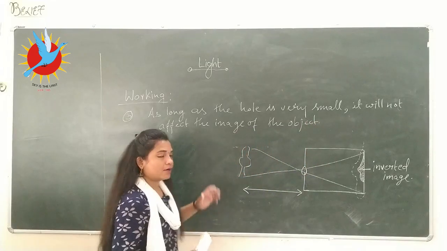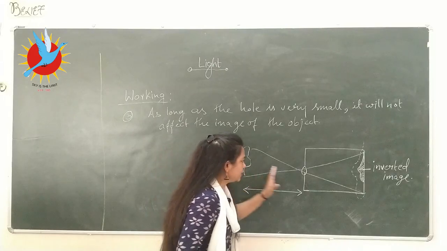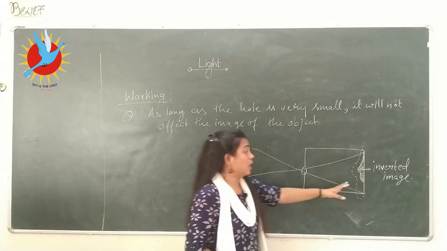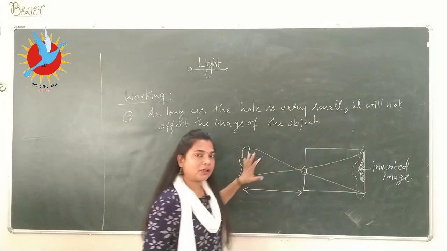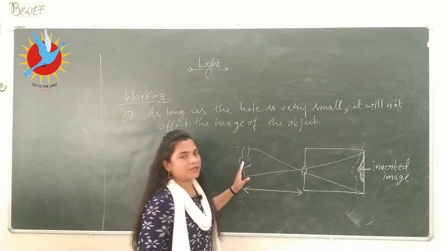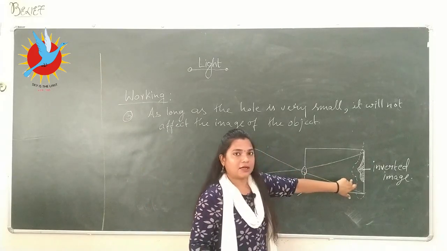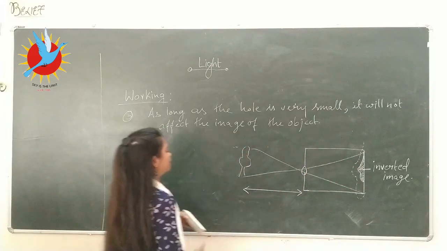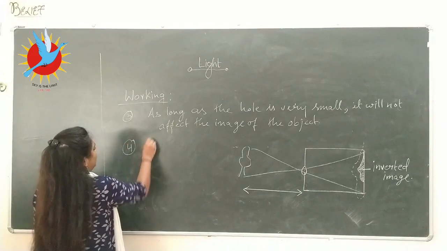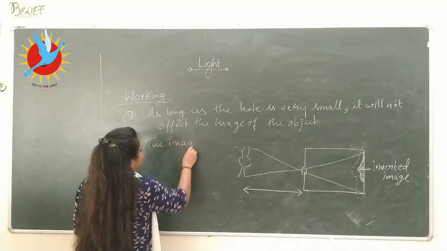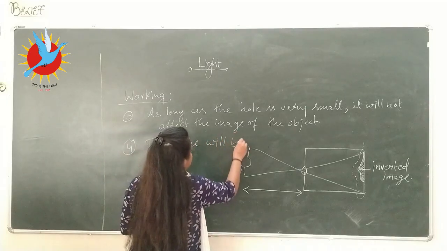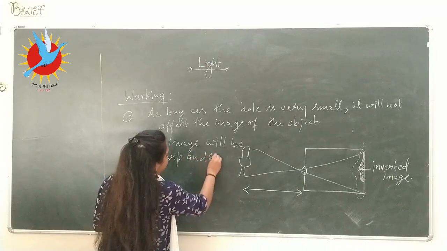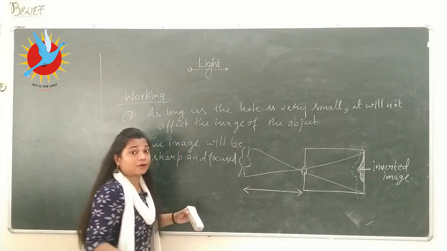Now students, whether you change the distance between the hole and the object, or the distance between the hole and the screen, all of them will not affect the sharpness of this image. It will still be focused and sharp. So the image will be sharp and focused, so there is no need of any focusing.